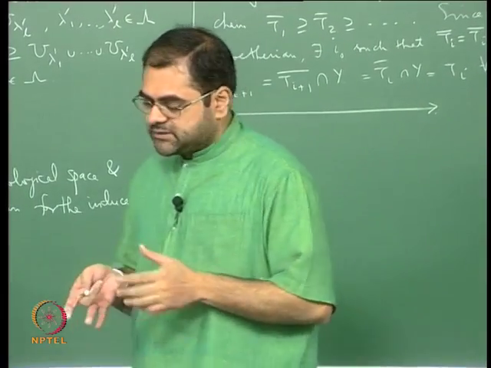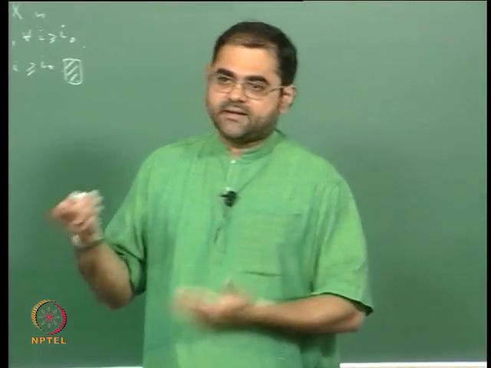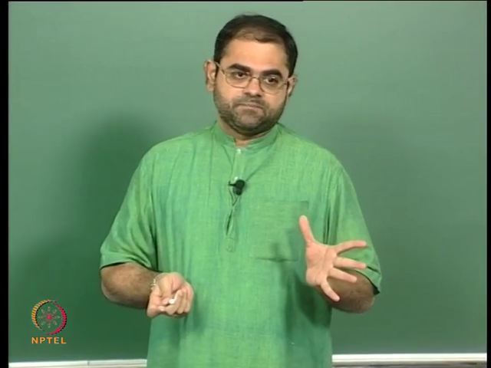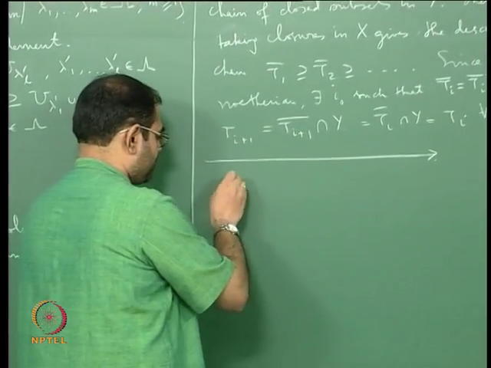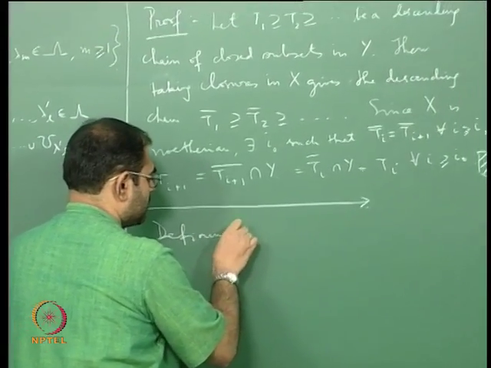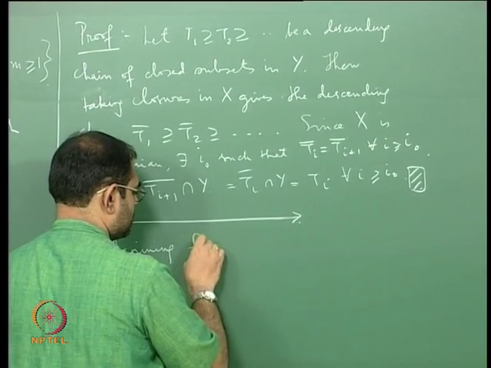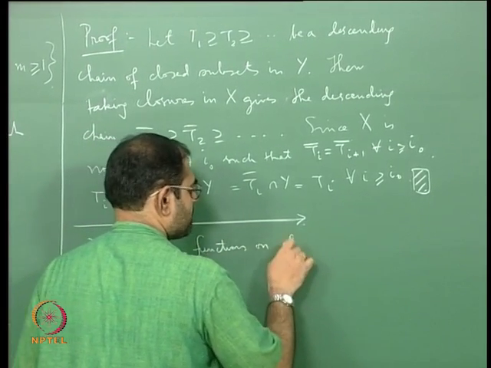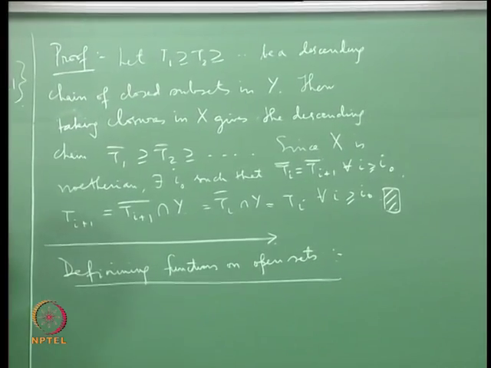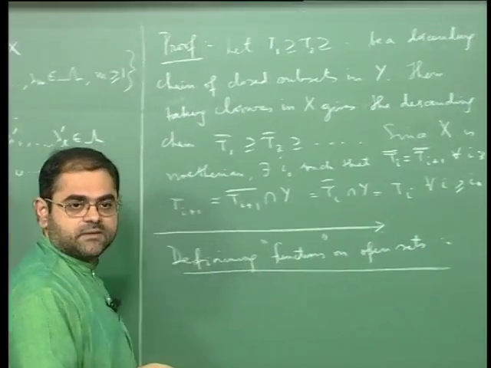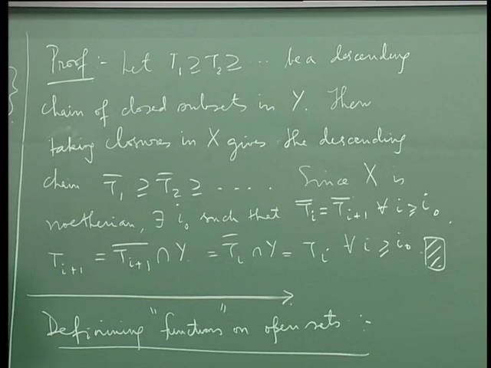Now I am going to shift focus to something else which was also there in this discussion, and that is trying to define the so-called functions on an open set of an affine variety. So the next part is defining functions on open sets. Of course, when I say functions, I will put it in quotes, because what kind of functions we want is something that we have to decide upon.